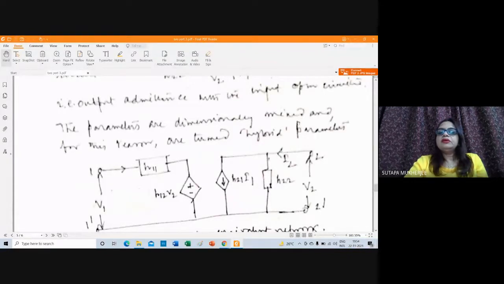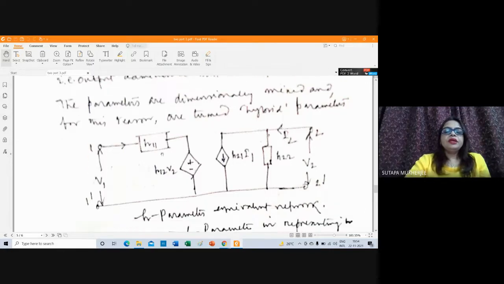dimensionally mixed, and for this reason are termed hybrid parameters. Why is it called hybrid? So here we have H11, H12 V2. Do you remember this symbol, the dependent source? Do you remember?